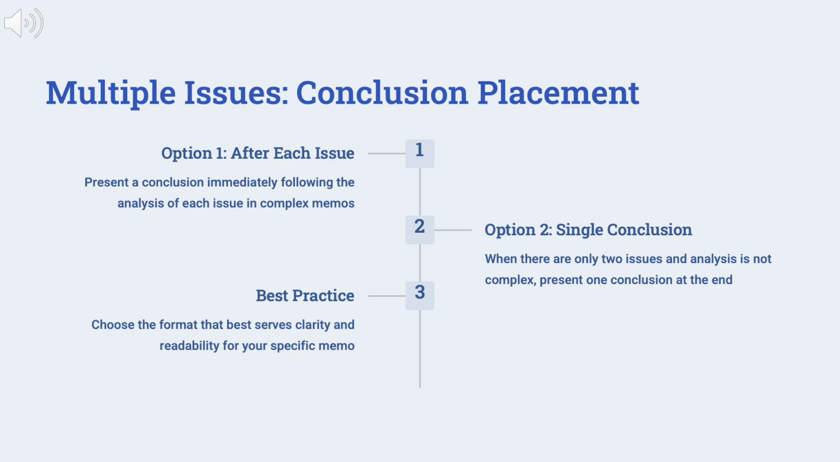The first approach is to present a conclusion immediately following the analysis of each issue, before moving on to the next one. This structure keeps the legal question, its analysis, and its conclusion together as a single, self-contained unit. The reader does not have to hold the results of multiple analyses in mind simultaneously. Each issue is resolved before the next begins.